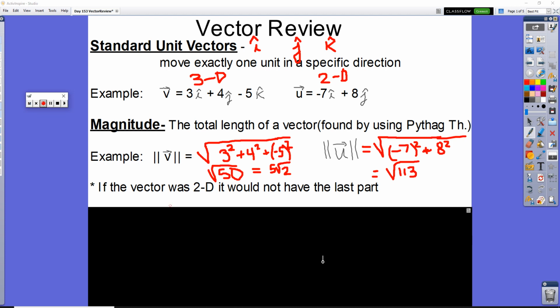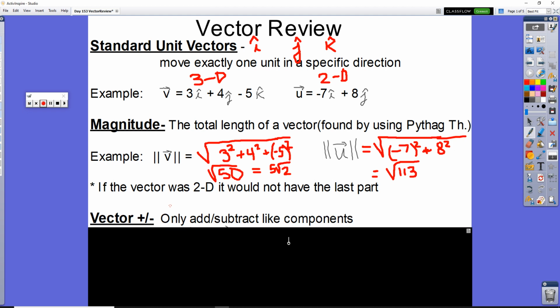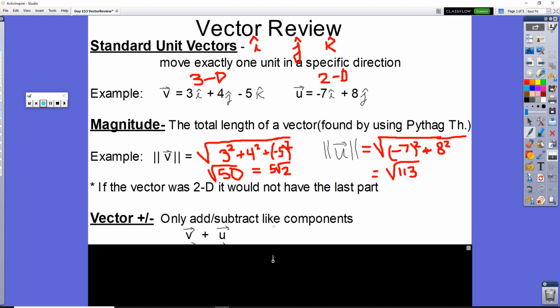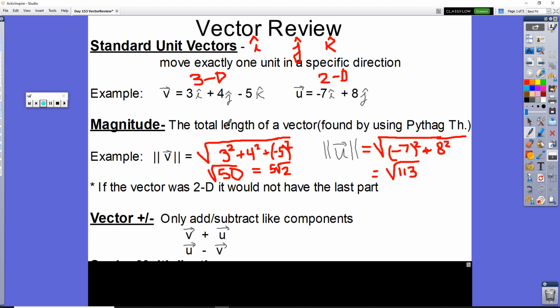The next thing that we took a look at in this unit was operating on vectors. So we should be able to add and subtract. Remember, with adding and subtracting, you're only adding or subtracting like components. So i's go with i's, j's go with j's, k's go with k's.